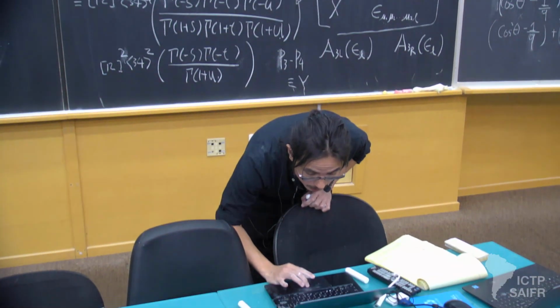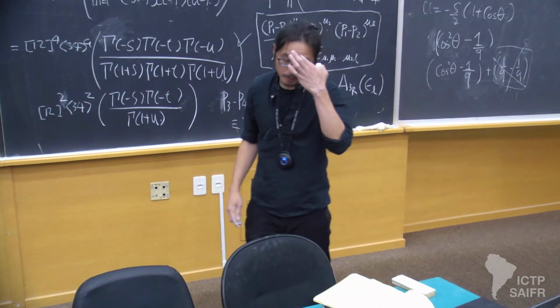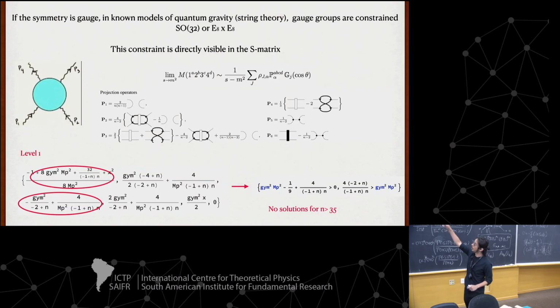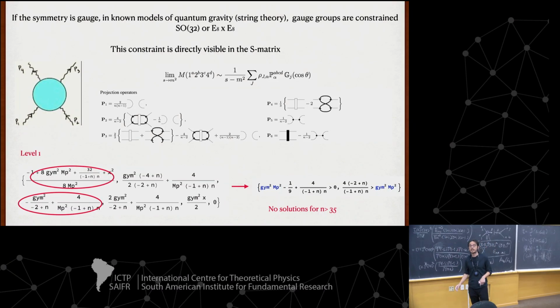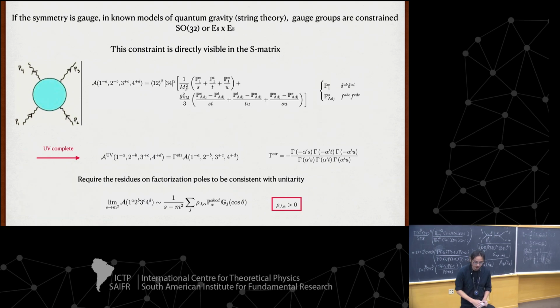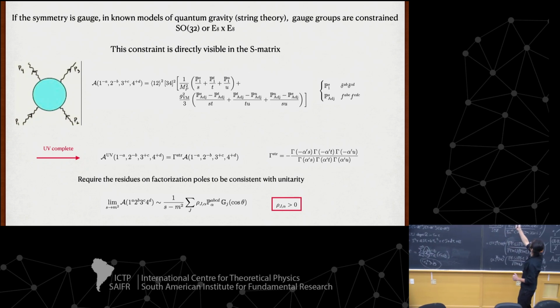Okay. So for example, now let me instead say I'm scattering four adjoint scalars carrying some adjoint group. Okay. And again, I do exactly the same analysis at low energy. Is there a pointer here? Oh, here, good. Okay, it's good. So this is exactly the same thing.